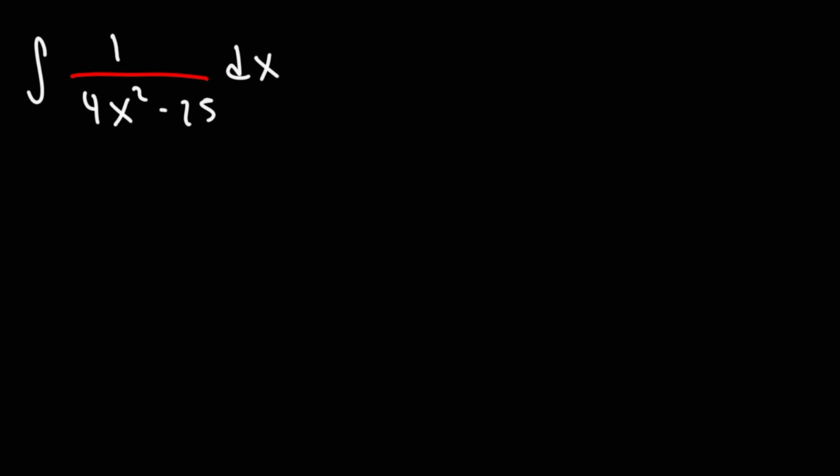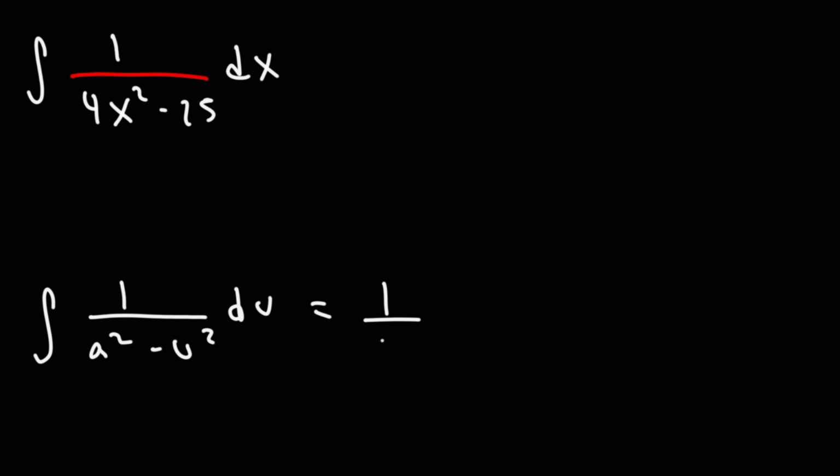Now, let's try this one. Find the indefinite integral of 1 divided by 4x squared minus 25. So the formula that we need for this one is 1 over a squared minus u squared du. If you want to try U-Substitution or Trig Substitution, feel free. But I'm going to use the table of integrals. So don't forget to download that formula sheet if you want these formulas.